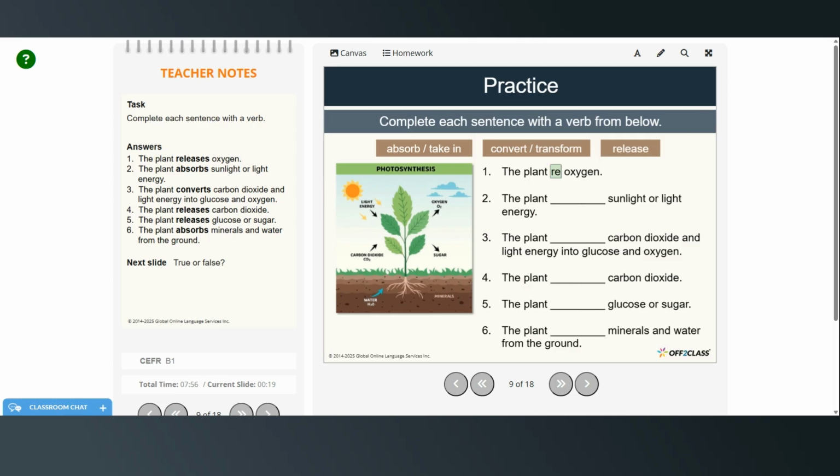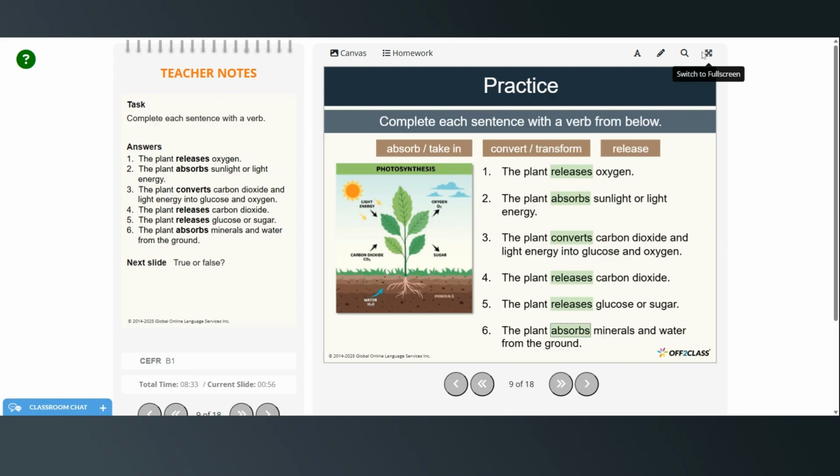All right, number one, the plant releases oxygen. The plant absorbs sunlight or light energy. The plant converts carbon dioxide and light energy into glucose and oxygen. The plant releases carbon dioxide. The plant releases glucose or sugar. And the plant absorbs minerals and water from the ground.